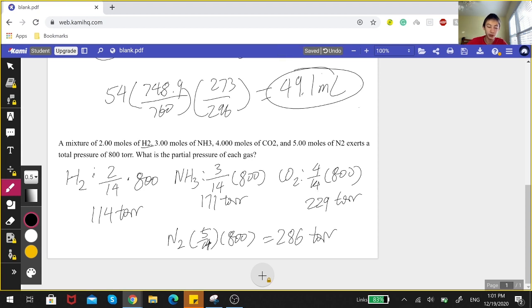And if you add them all together, 114 plus 171 plus 229 plus 286, it should be equal to 800. So yes, that is 800. So our total answer is 800 torr, and these are the partial pressures for every single gas.